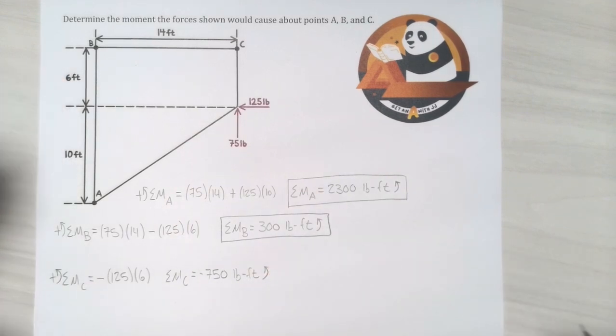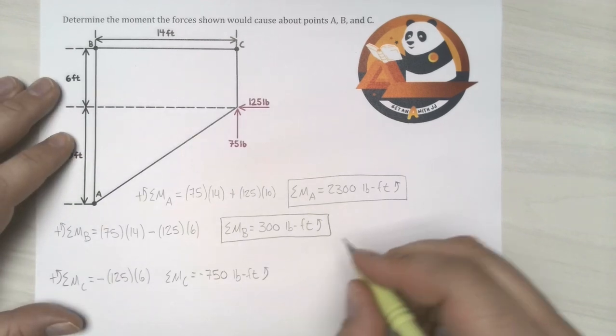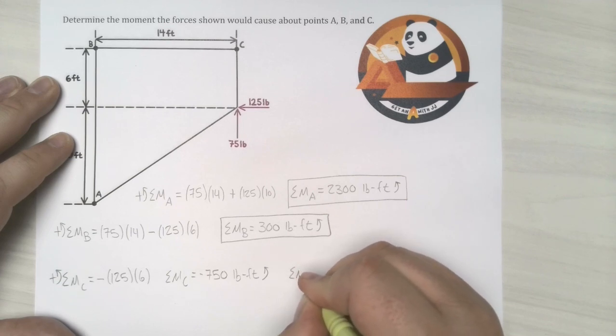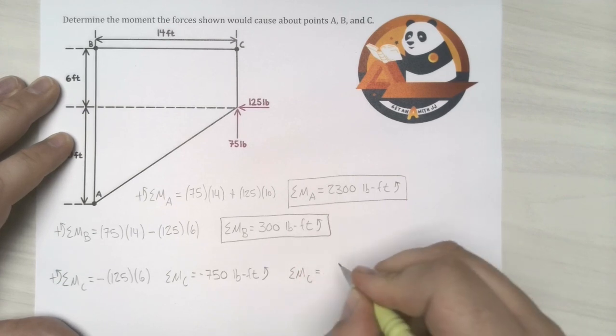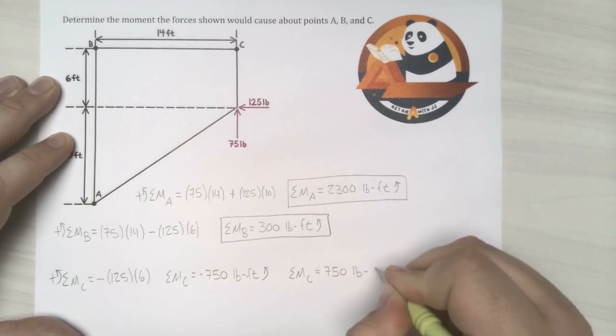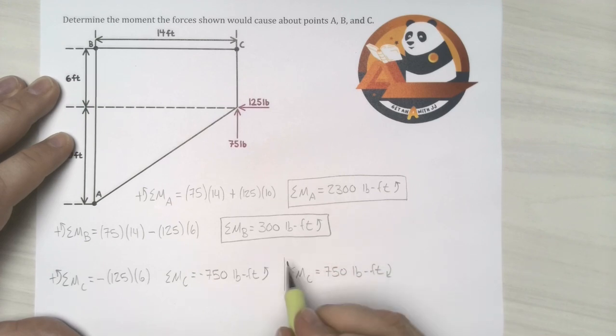going counterclockwise. Remember, for moments, we always want to report our answer as a positive, not a negative here, and then get the correct rotation. So a negative counterclockwise is really a positive going clockwise. So we'll change that one last time. Our moment about C is 750 pound-feet going clockwise for everything.